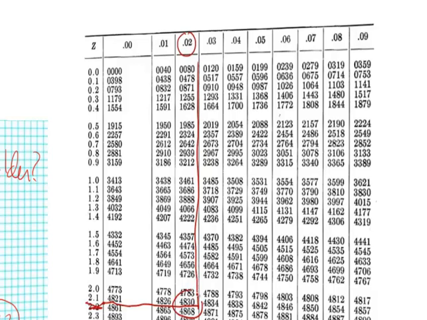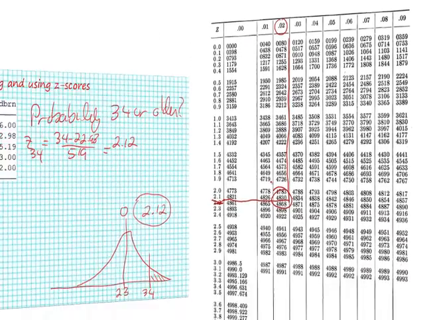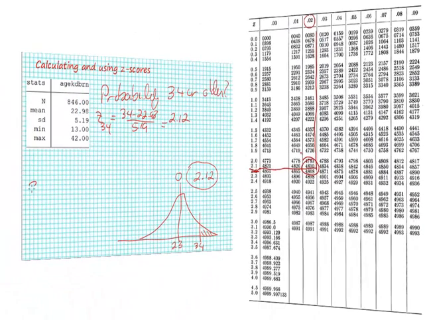Reading directly off the table, you can see that the area under a normal distribution between a mean, when converted to a z-score, which is equal to 0, and a z-score of 2.12 is 0.4830 of that distribution. And then, of course, we can calculate the area beyond as 0.5 minus 0.483, which gives us 0.017.